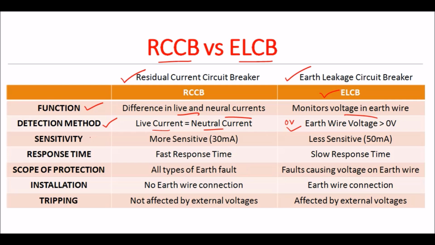Next, we'll talk about the sensitivity of RCCB and ELCB. RCCB is more sensitive and accurate in detecting earth fault, and it can detect leakage current as low as 30 milliamps, which is critical for preventing electric shock and fire hazards. When we come to ELCB, it is less sensitive, typically set to trip at higher leakage current, that is 50 milliamps or more. It cannot detect lower level faults that could still be hazardous.